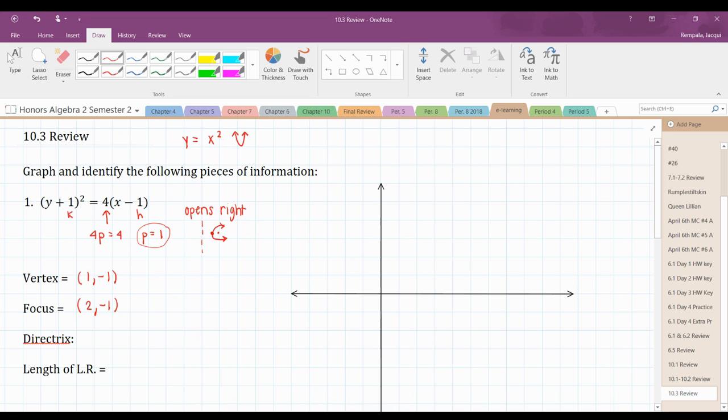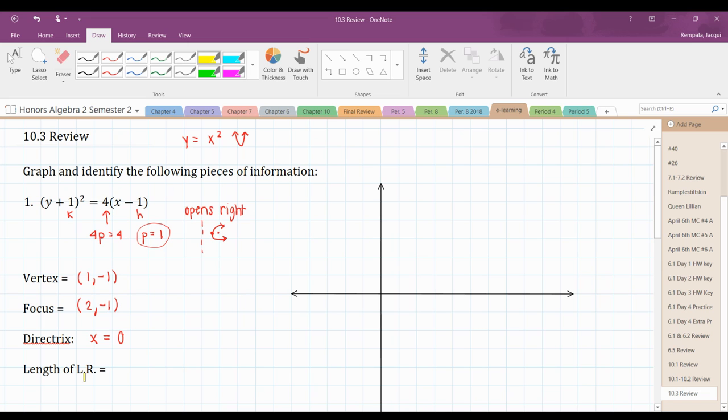Then if 1, -1 is my vertex, I have to move to the left 1 in order to create that vertical line. Anytime we're talking about a vertical line, it's going to be an x equals equation. The first number in my vertex is 1, and I need to move to the left of that 1, so x equals 0 is going to be the line where my directrix is located.